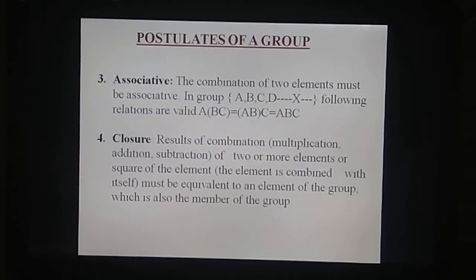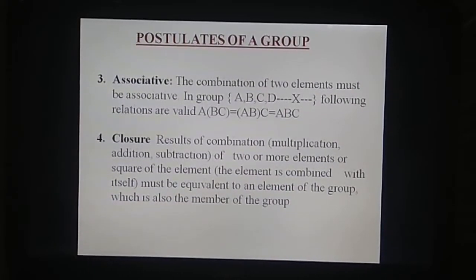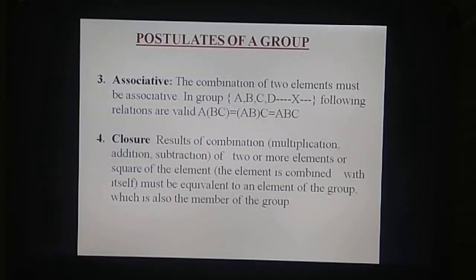Third is the associative property, which says that combination of elements must be associative, which means if A, B, C are the elements of the group and A is combined with the combination of B and C, it must be equal to the combination of A and B combined with C, or again A multiplied by B multiplied by C. But there is one condition: there should not be any change in the order of the elements. Means always A comes first, then B, then C.